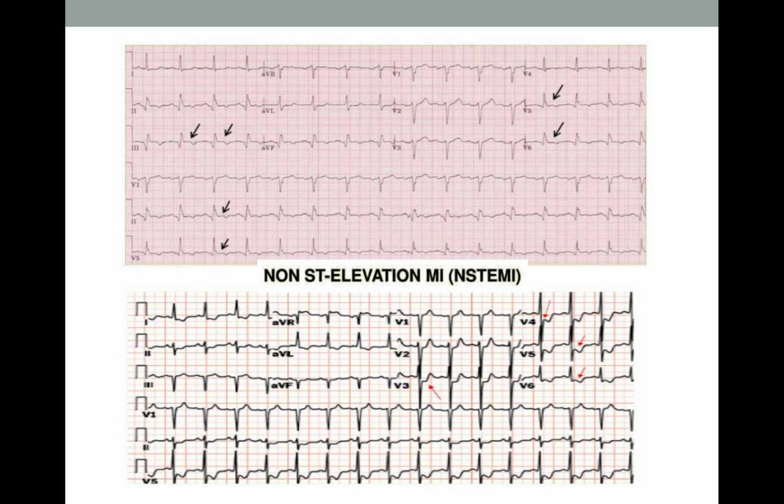For the above strip, you can see that there's T wave inversion over the arrows, in lead 3, lead 2, V5 and V6. For the below ECG strip, we can see that there's ST depression over the arrows, V3 to V6. So this is pointing towards non-STEMI.